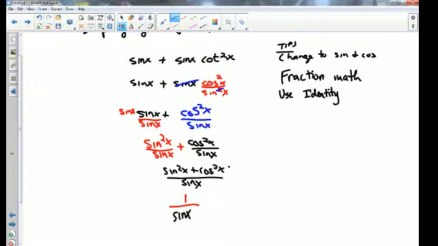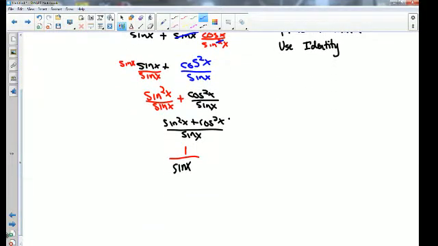What is 1 over sine x equivalent to? It's a reciprocal identity. Sine x over 1? Those are not the same. It's equal to cosecant, right? There's your finalized, simplified expression. Wow, it's a lot of work, isn't it?